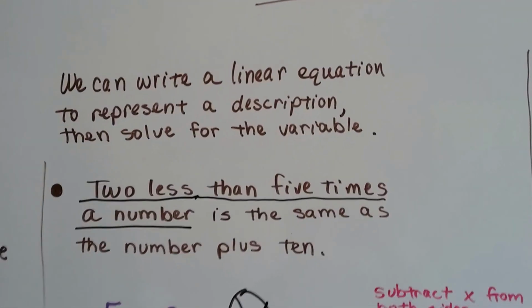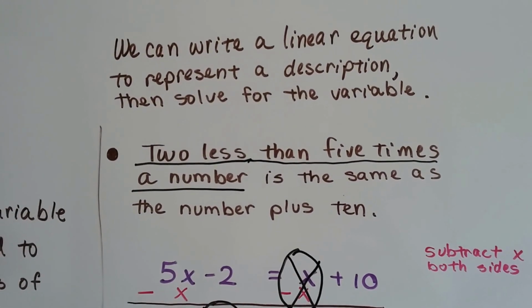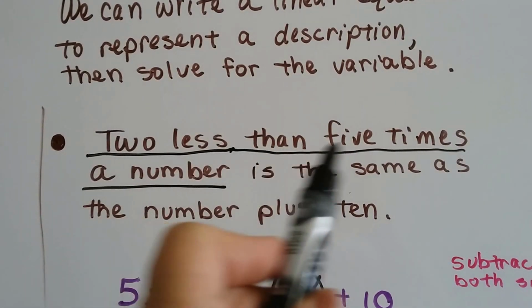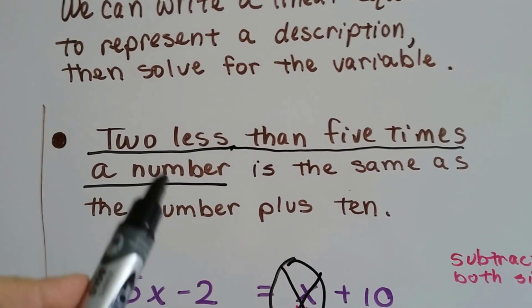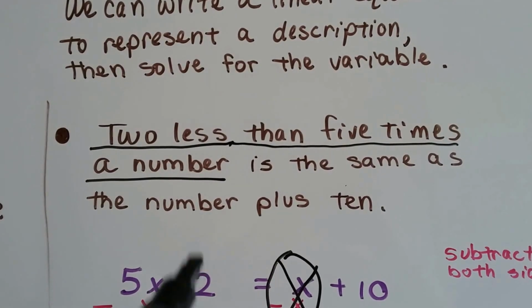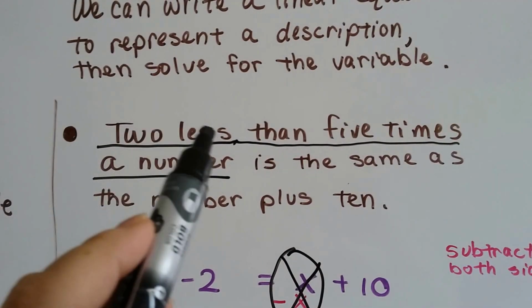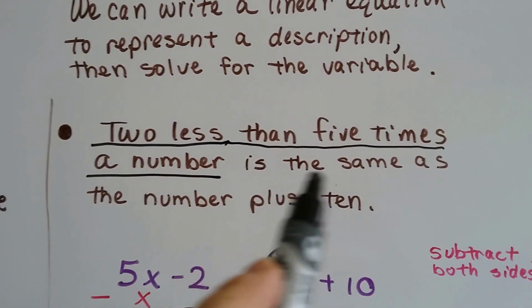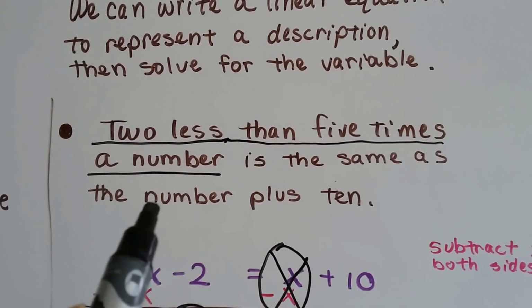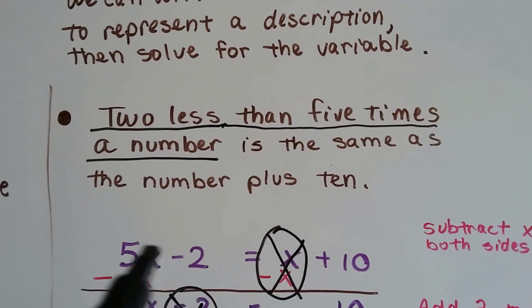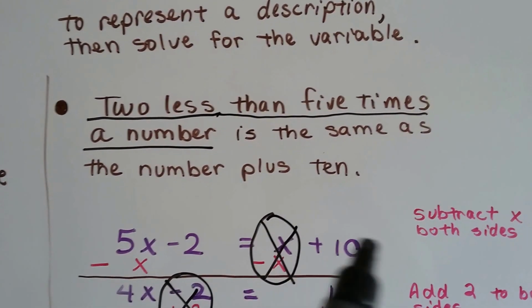We can write a linear equation to represent a description and then solve for the variable. So if we have 2 less than 5 times a number, then that means we've got 5x minus 2. It's 5 times a number and 2 less. That is the same as, means equals, the number plus 10. So it'd be x plus 10.